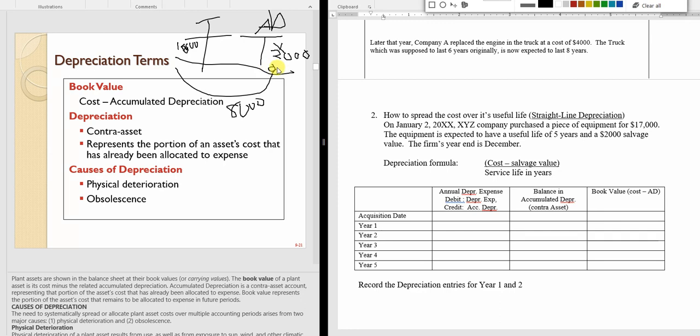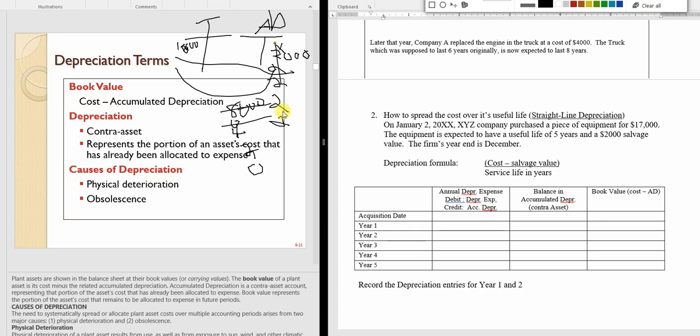Another year, I put another $2,000. The book value is now $6,000. Another year, I put another $2,000. The book value is now $4,000. Another year, $2,000. The book value is now $2,000. And the last year, $2,000. The book value is now $0.